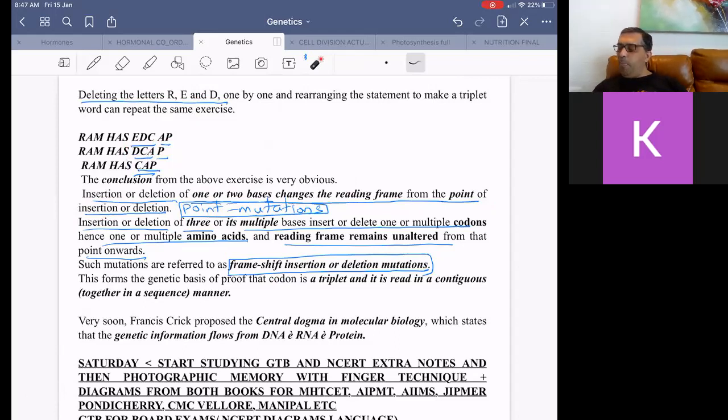But that is called point mutation. So point mutation is addition or deletion of one or two nucleotides, which will change the entire reading frame. The entire mRNA code will change. But if three or multiples of three are inserted or deleted, then one or multiple codons or amino acids will change, but the remaining reading frame remains unaltered from that point.